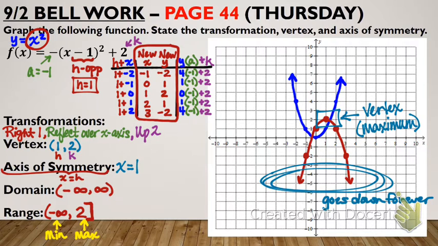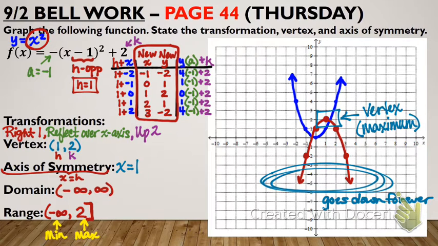I use a square bracket because I actually have a dot on my graph there. I can't put a square bracket around infinity because no matter how big of a graph I give you, you can't ever go put a point on infinity. That's why we use a parenthesis there.